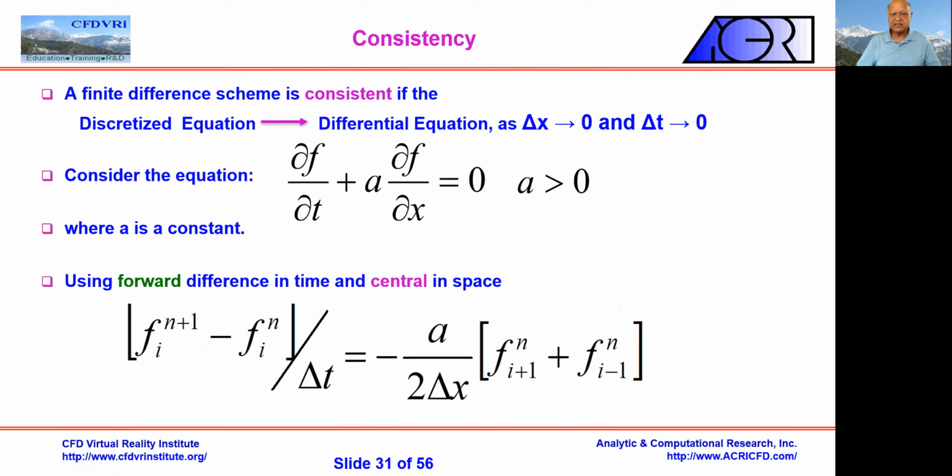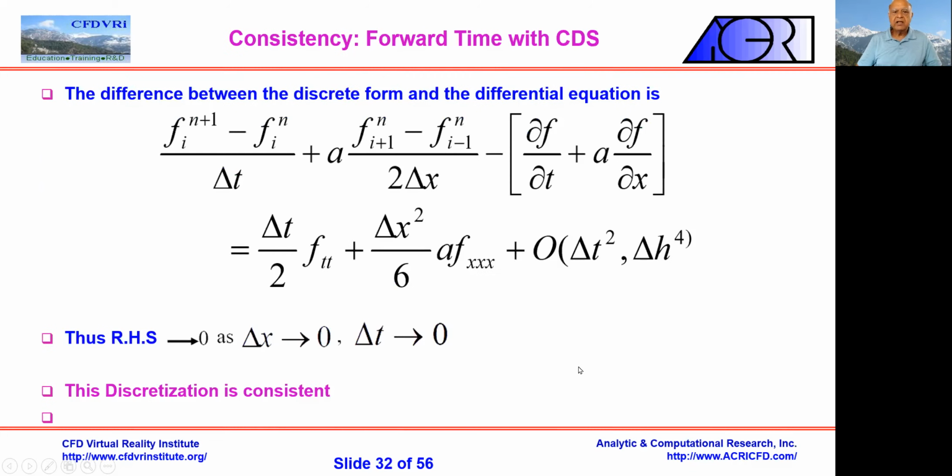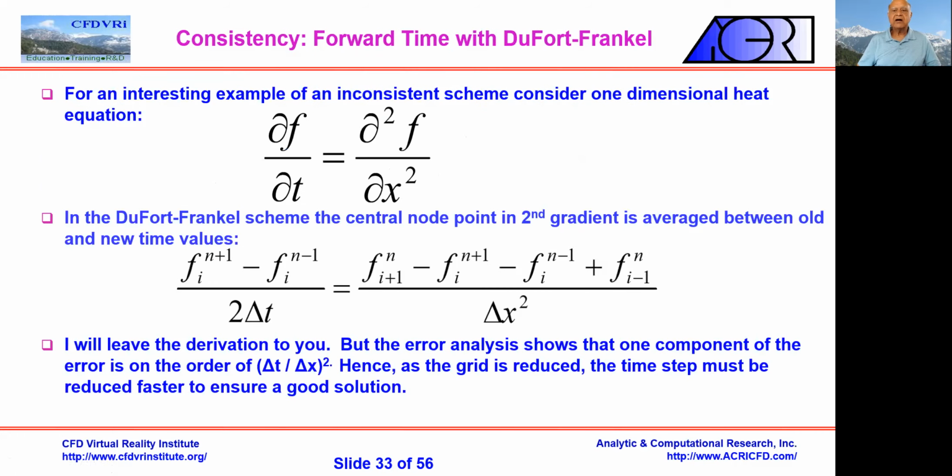Well, it seems obvious, but that doesn't always happen. So consider this equation, for example, df by dt plus a times df by dx equals 0, a very simple equation, where a is greater than 0 and positive. If you use forward differences in time and central in space, you get this scheme, with a by 2 delta x times that. If we take the discrete equation and subtract from it the differential equation, the differences are on the order of delta t by 2 plus delta x squared by 6 plus and so on. So as delta x is reduced and delta t is reduced, the RHS goes to 0, so the scheme is consistent. Now, there are many schemes that are not, so you must check what you're using if it's not a usual scheme.